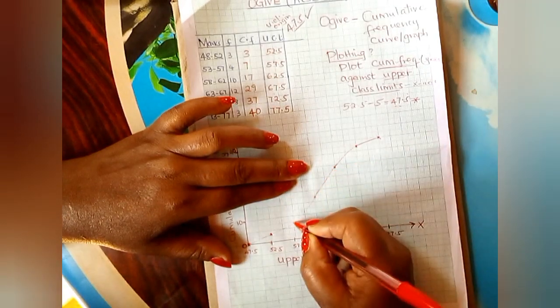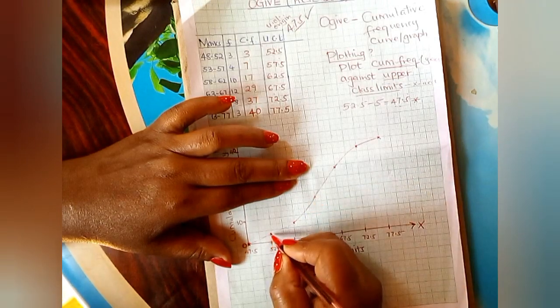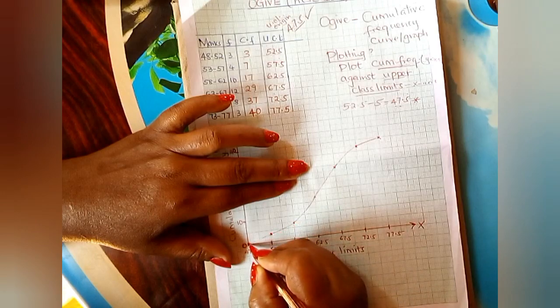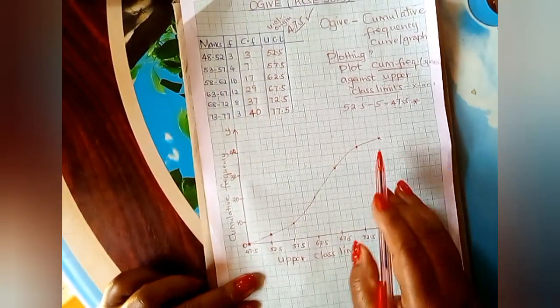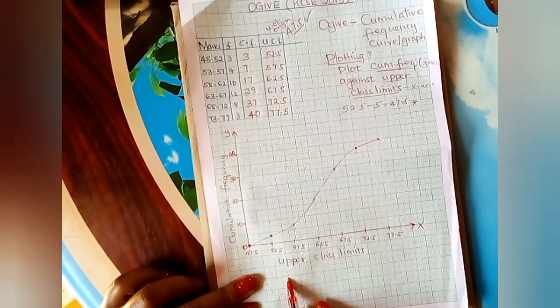There we are, something like that. I hope it is visible. Like that, there we are, Lana. This is our ogive, or the cumulative frequency curve.